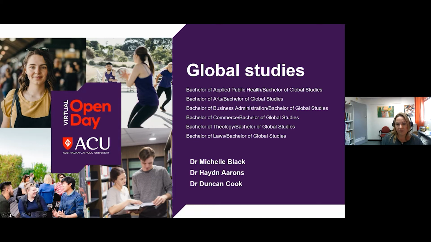All campuses run all of those dual degrees except for Bachelor of Applied Public Health, Bachelor of Global Studies. It's only offered in Victoria because for all of these dual degrees, you're essentially enrolled in two faculties. You're enrolled in Bachelor of Global Studies, you're enrolled in the School of Arts, which is part of the Faculty of Education and Arts. And then for Business, Admin and Commerce and Laws, you're with the Faculty of Law and Business. For Theology, the Faculty of Theology. And for Applied Public Health, you're with the Faculty of Health Sciences.